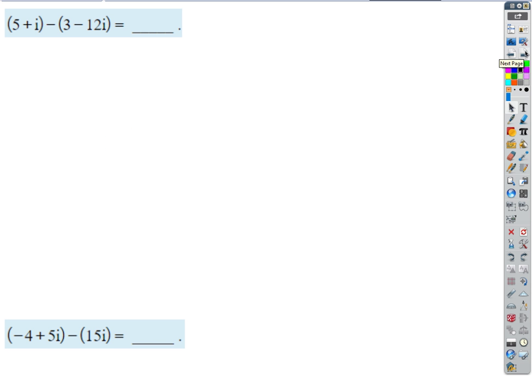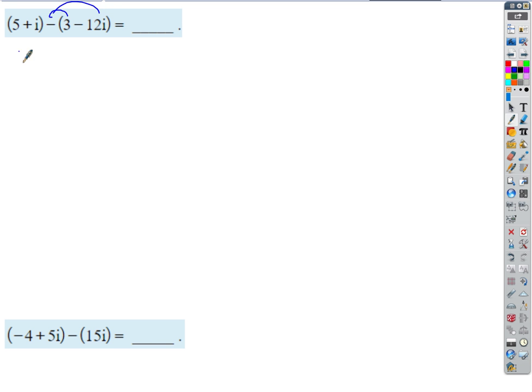Okay, adding complex numbers. Or subtracting, sorry. I won't even do adding. Adding is so simple. If you can do subtracting, you can do adding. What are the steps for subtracting complex numbers? What am I going to do first? Jake, what do I do first? If I want to subtract these, what do I do with that negative sign? Distribute it. Good. We're going to distribute the negative, and then we'll just add up like terms.